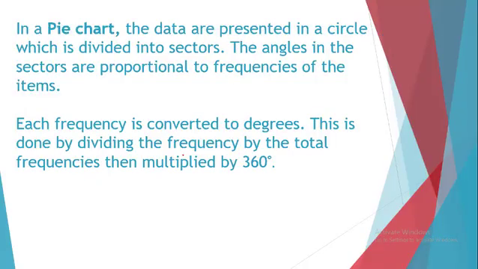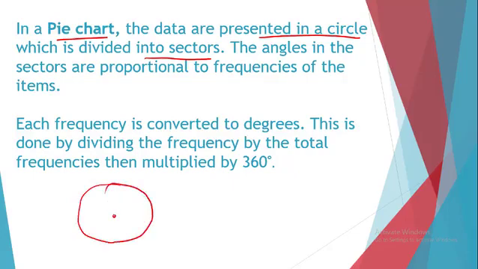In a pie chart, the data are presented in a circle, which is divided into sectors. We still remember what sectors are. This is a circle. This is the center of the circle. These are sectors.